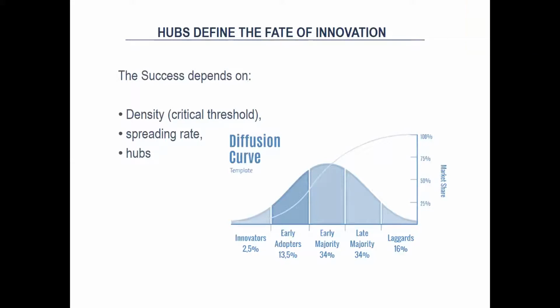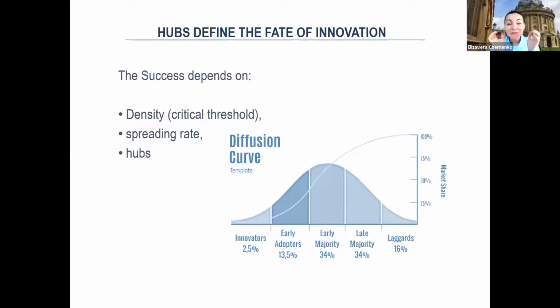Okay. So hubs are very important for innovation. You might know there is a diffusion of innovation theory, which explains that people are just different and they have different tendencies to adopt innovation. The first to react are innovators. They are very eager to try something new, but their proportion in the population is very small.